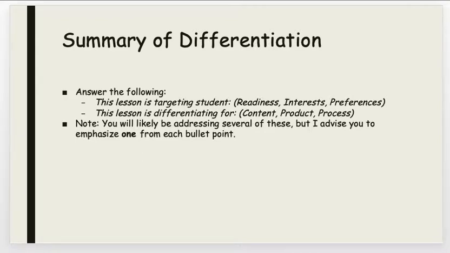I realize that these definitely overlap, and I would be surprised if you were only addressing one, but for the purpose of this assignment, I want you to really emphasize one of these three, readiness, interest, or preference, and then emphasize content, product, or process. That will help you as you go through the presentation. Before you get into your procedures and what this lesson will look like, you're starting with an overview of your concept, here's my aligned learning objectives, and here's a summary of how I'm going to differentiate.